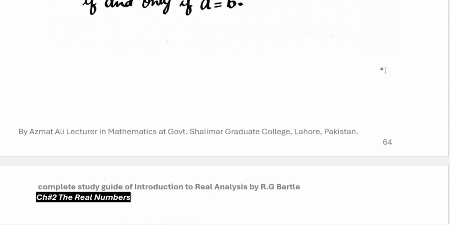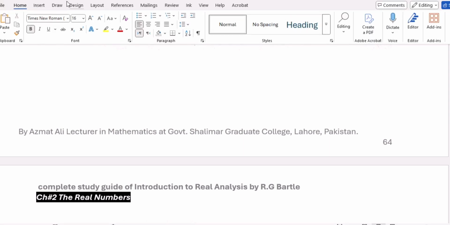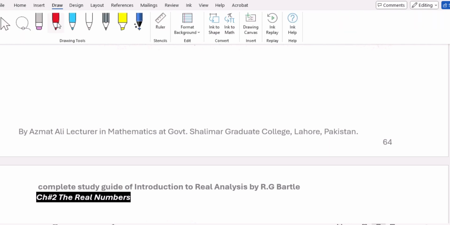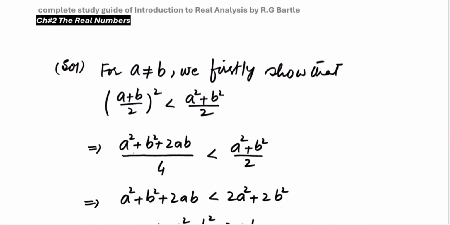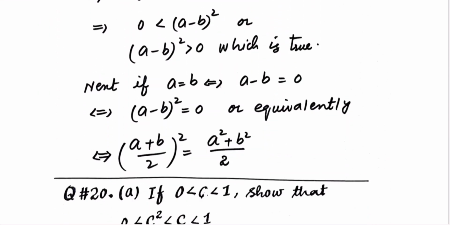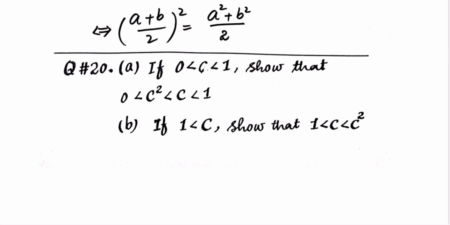We are discussing exercise 2.1. In the last lectures, we discussed up to question number 19. In today's lecture, we will start from question number 20. In this short lecture, we will discuss three questions, question number 20 to question number 22, and you will enjoy today's lecture. I will discuss different alternative methods to solve the same question, and inshallah you will enjoy these methods.